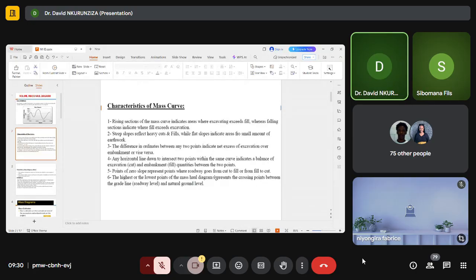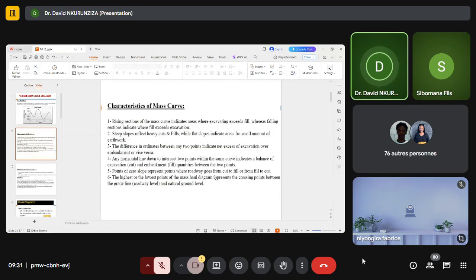Then on the mass haul diagram, we have another indication: the difference in the ordinates between any two points indicates net excess of excavation over embankment and vice versa. So if we look at the difference in the ordinates between any two points, that will indicate an excess of excavation or an excess of embankment.